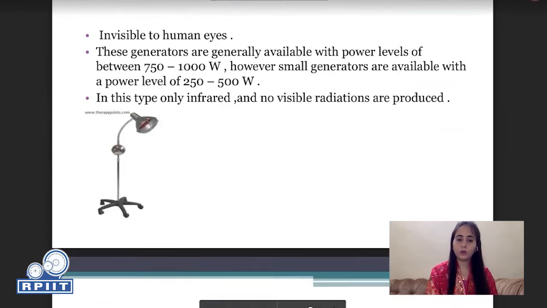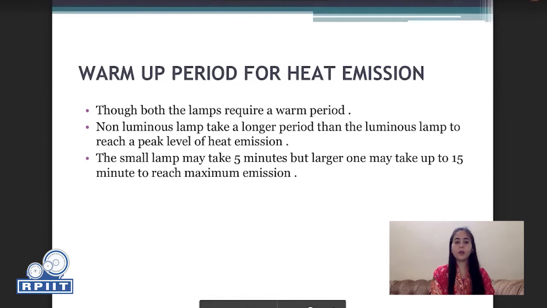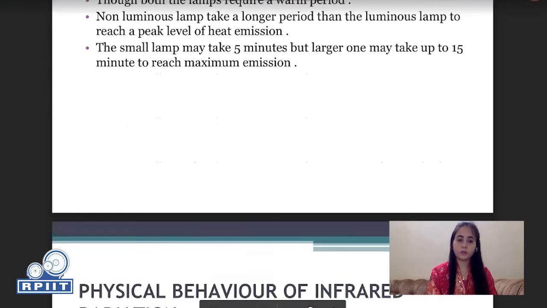radiations are produced. Warm up and cool down period. Both the lamps require a warm up period. Non-luminous lamp takes a longer period than the luminous lamp to reach a peak level of heat emission. The small lamp may take 5 minutes, but a larger one may take up to 15 minutes to reach maximum emission.